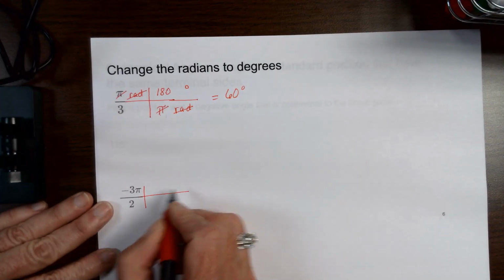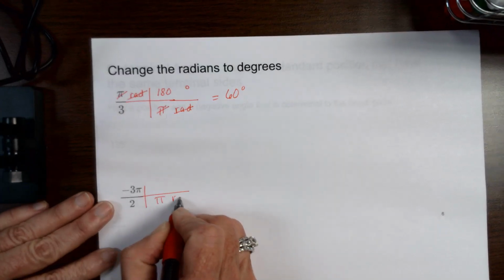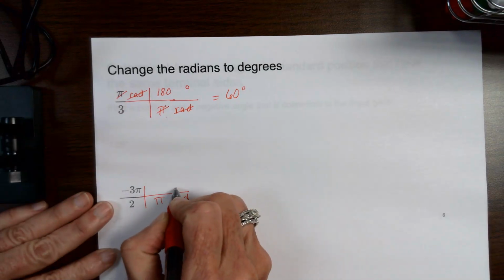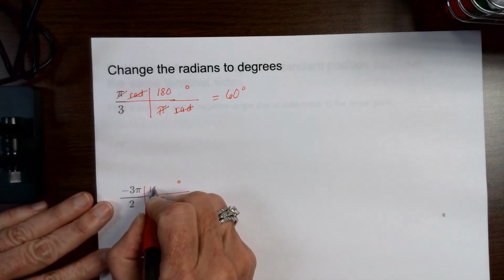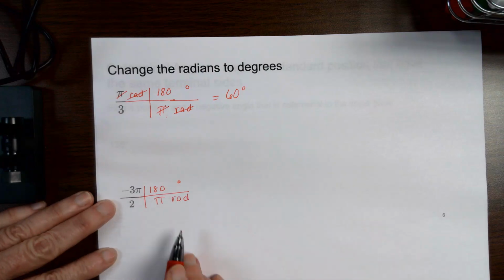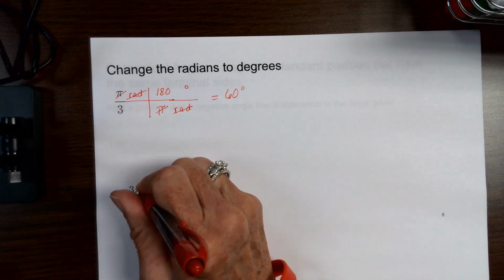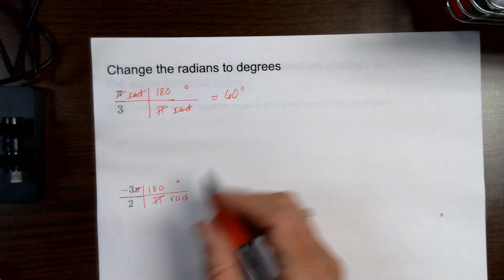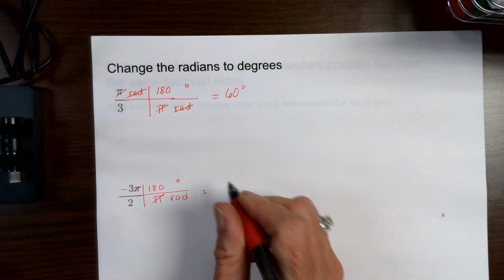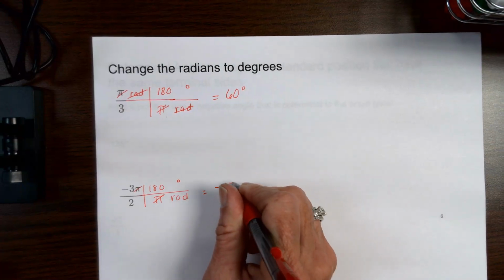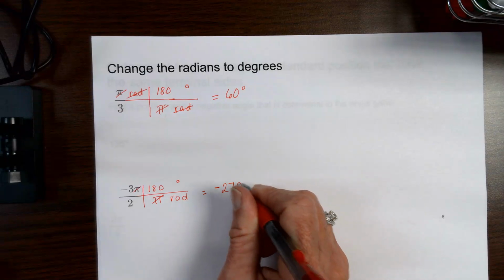Same thing down here. Pi radians go on the bottom. Degrees go on the top. Pi radians is the same as 180 degrees. So my pi is going to go away. When I work this out, it's going to give me a negative 270 degrees.